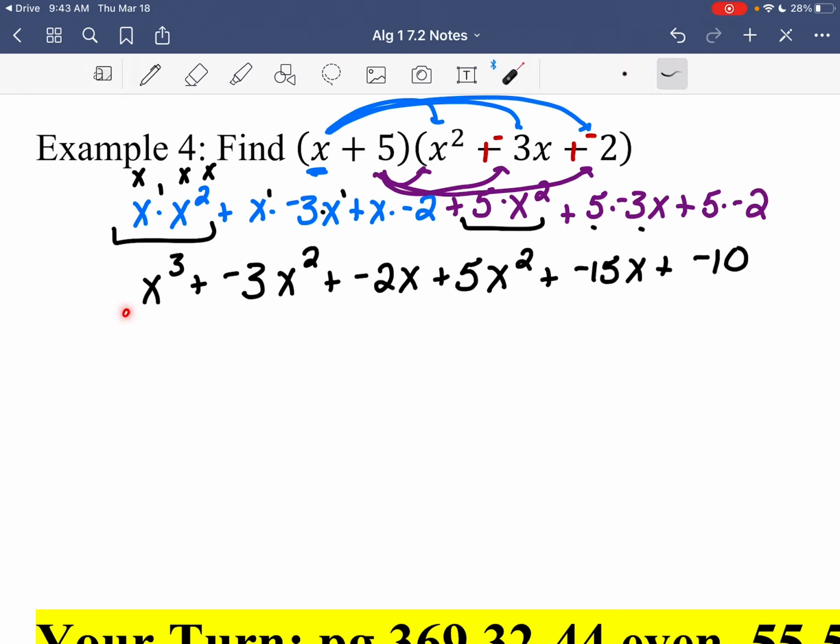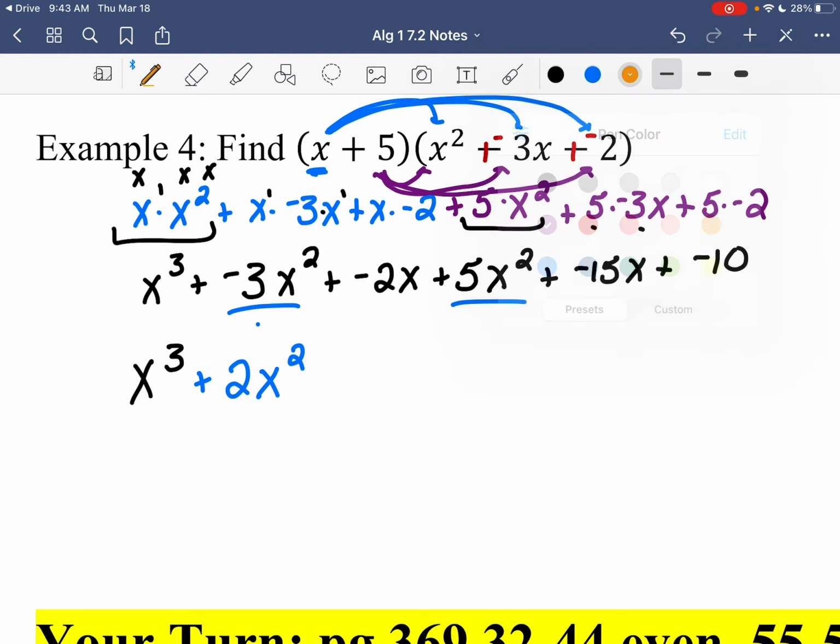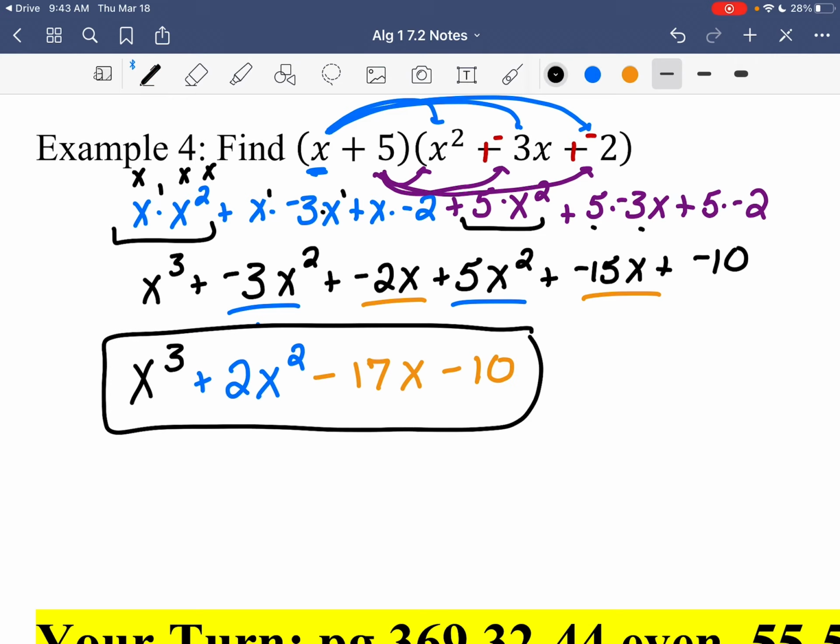Now I look and put together like terms. Well, I don't have any other x to the thirds in here. Nope, I just have that 1x to the third, so we'll have a straight up x to the third. Now we look at my x to the seconds. I do have more than one of those. So here I've got negative 3 plus the 5 is positive 2x to the second. Now I do the same thing with my x's, negative 2x, negative 15x, which is going to give me negative 17x. And then last, my constant, my minus 10. There it is. Sorry, I kind of switched colors in the problem. So there's what we get.